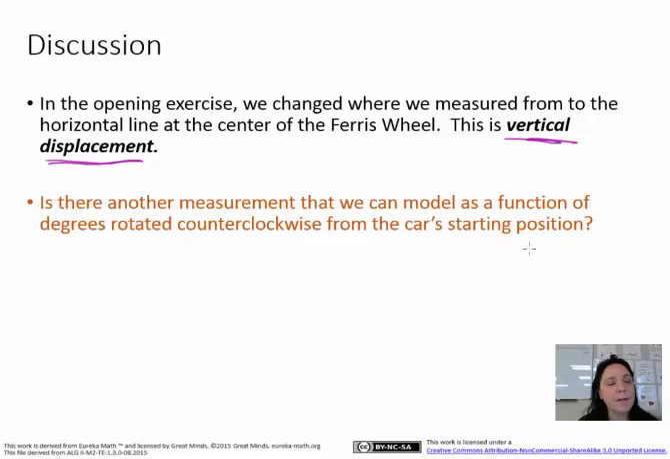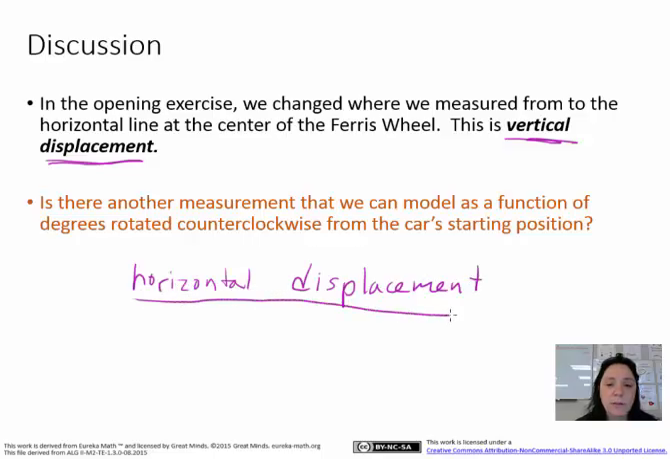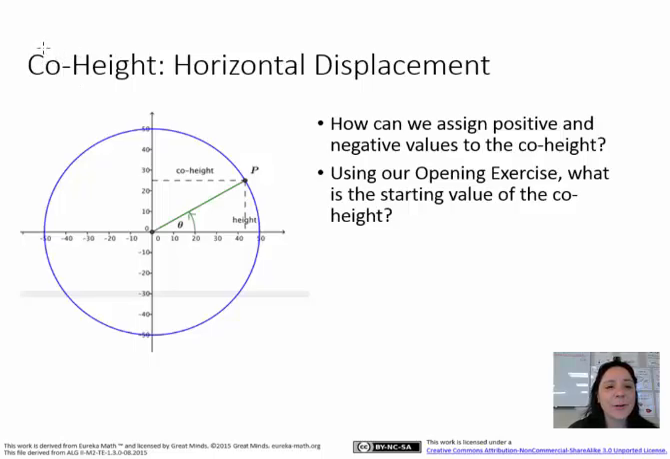Students thought about this for a while. They sent out some ideas. Maybe they could measure time, but ultimately we came to the conclusion that what you could also measure was horizontal displacement. The distance left and right from the center of the wheel. So that's our horizontal displacement. We decided to call our horizontal displacement co-height because it is related to the height.